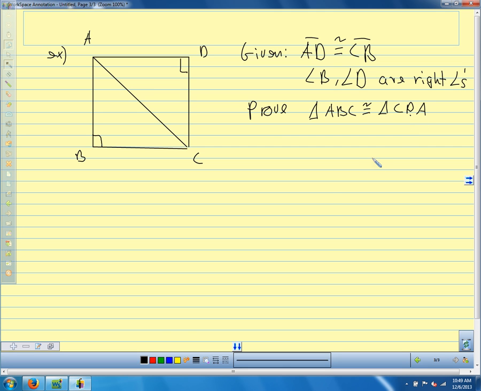So first let's mark what we know is congruent. It says AD is congruent to CB. And we know that angle B and angle D are right angles. Whenever we have right angles, we should think, can we use hypotenuse leg? Can we save ourselves a little bit of work and use hypotenuse leg? So our plan is to use hypotenuse leg. And this problem is almost exactly the same as the one we just did. So we should have an easy time with the proof.